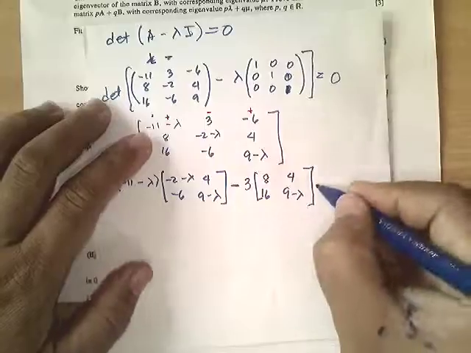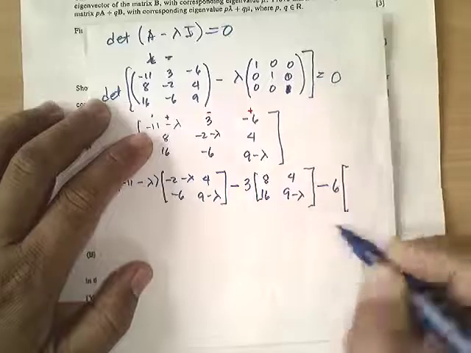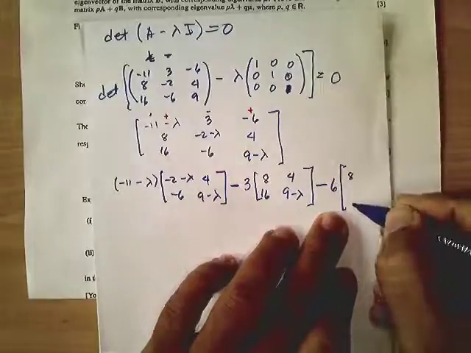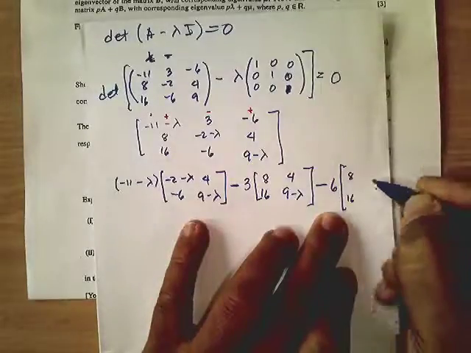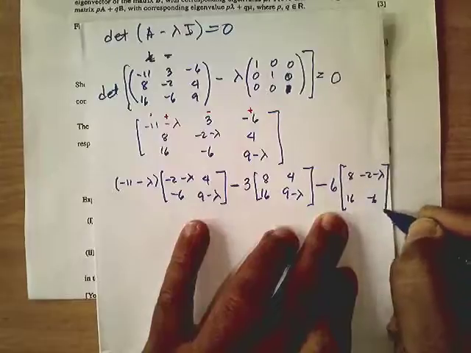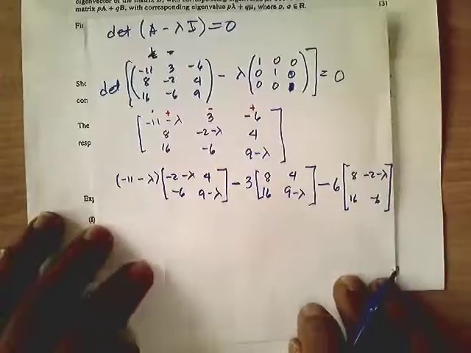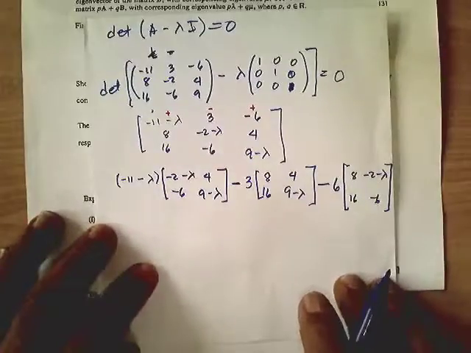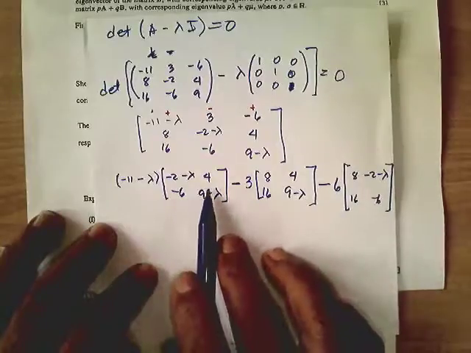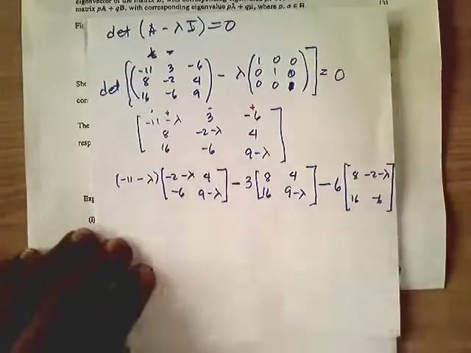Then after that is minus 6. Again, we're just doing this one, okay? Minus 6 times the remaining cofactor, which is actually 8, 16, negative 2 minus lambda, and negative 6. There you go. Now what we are going to do is simply get the determinants of these. What's the determinant of this? That is actually this minus that. So let's try to do that.